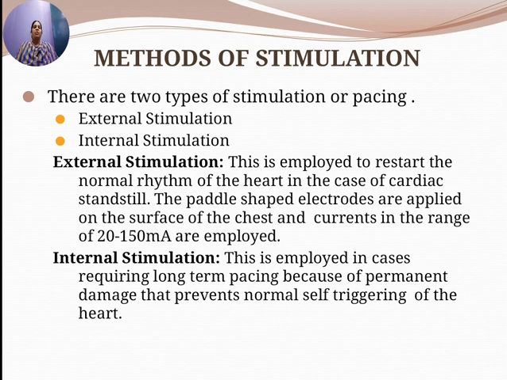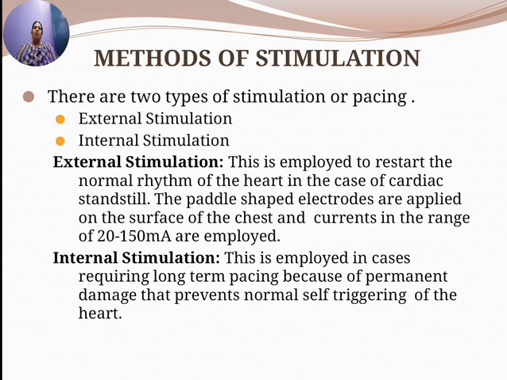In the internal stimulation method, it is used for long-term pacing because of the permanent damage of the natural pacemaker cells, which prevents self-triggering of the heart. So the electrodes are in the form of fine wires of Teflon coated stainless steel. In some cases, during restarting of the heart after open heart surgery, spoon-like paddles are used. The current is in the range of 2 to 15 milliamperes.